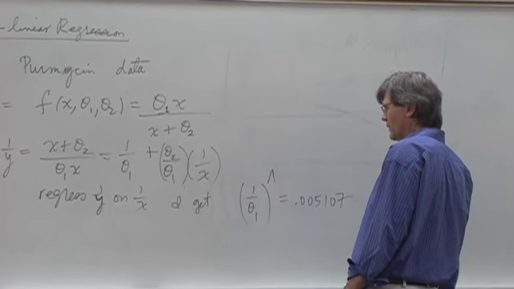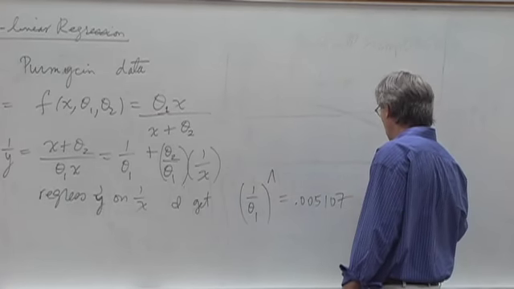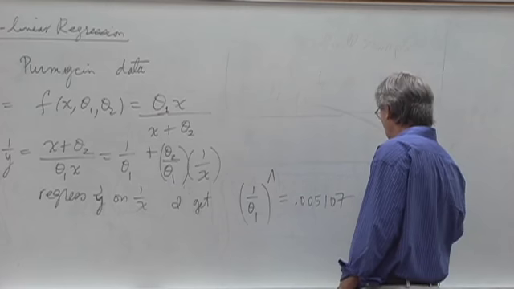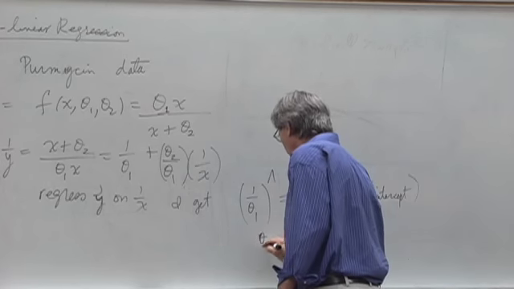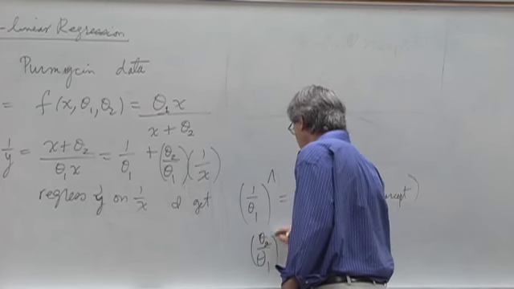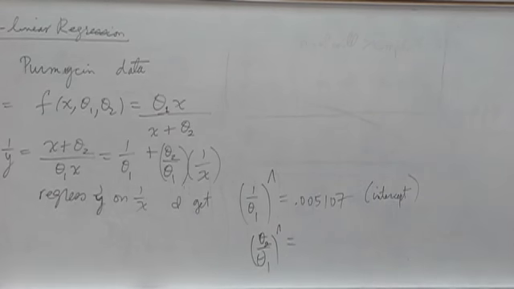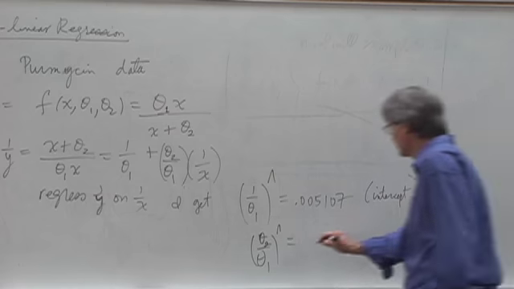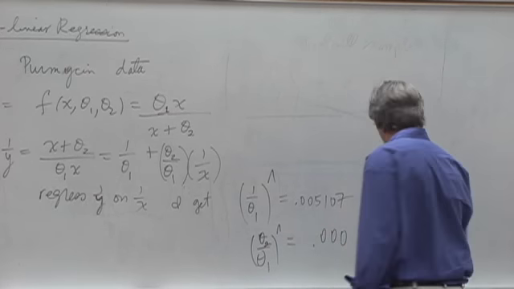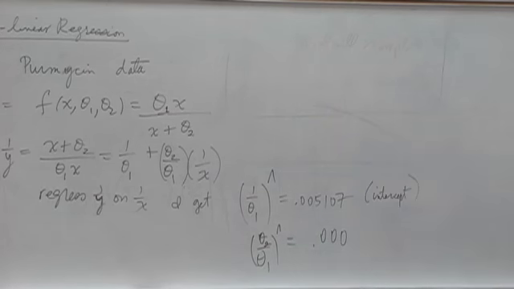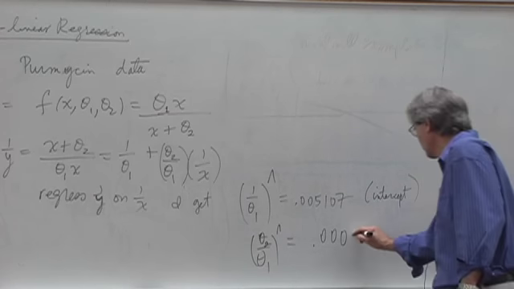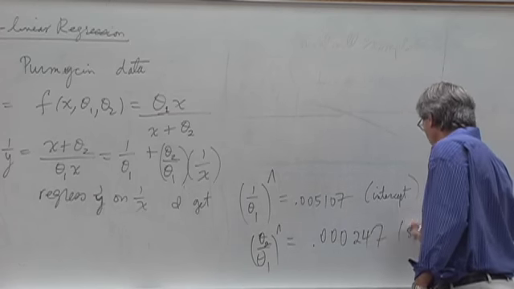Okay, this is the intercept. And I get theta 2 over theta 1 hat equals 0.0000247. How many zeros? Yeah, 1, 2, 3, 2, 4, 7. Okay, so that's the slope.